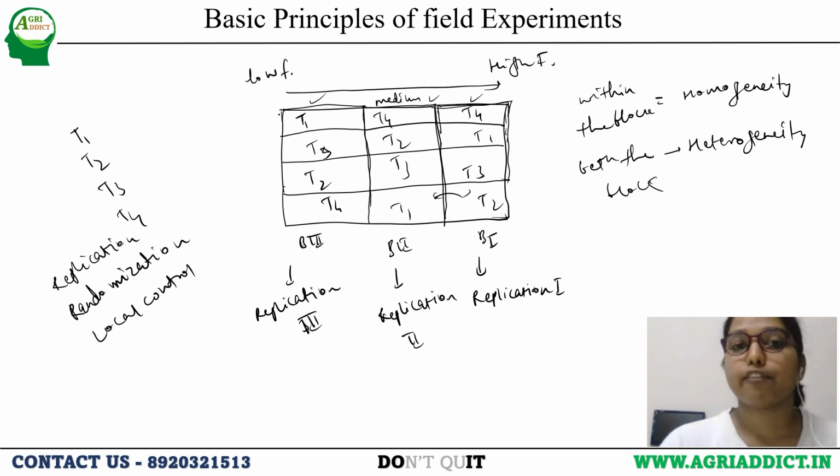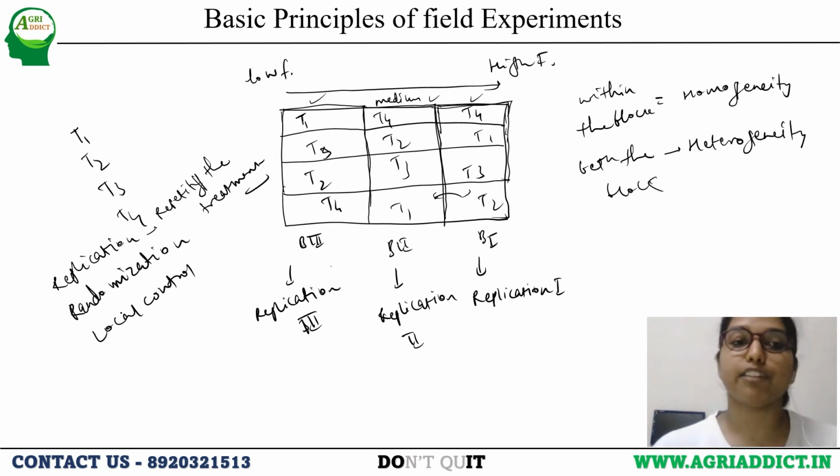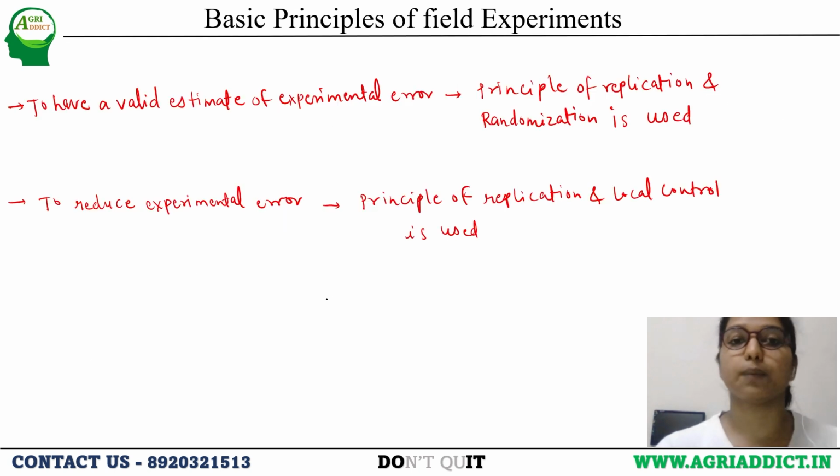In replication, first we are putting all the four treatments in one replication, then again four treatments in the second replication, again four treatments in the third replication. So in replication, we are repeating the treatments. I hope you understand why we follow these three principles: replication, randomization, and local control. Let's move to the next slide.